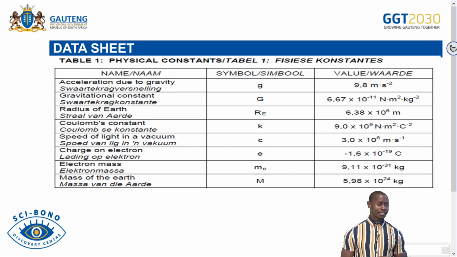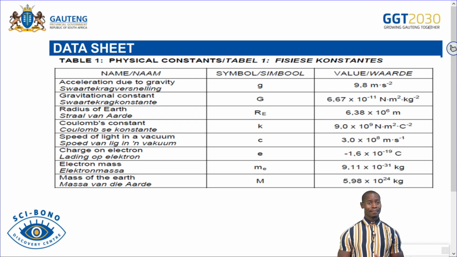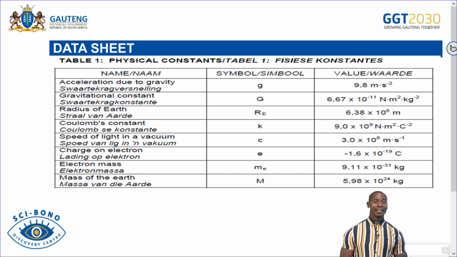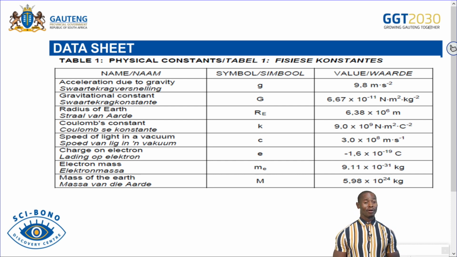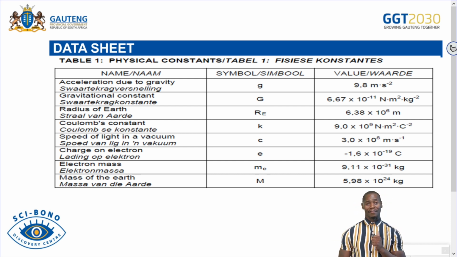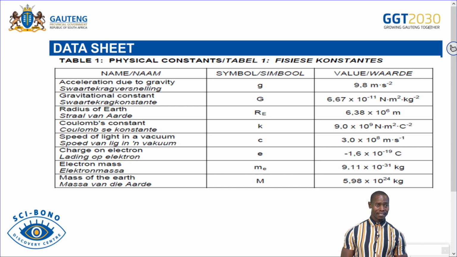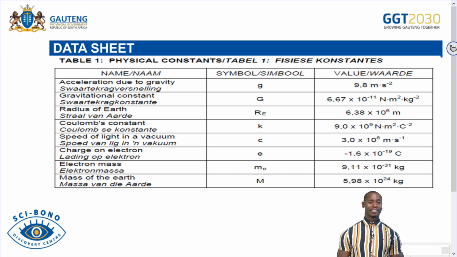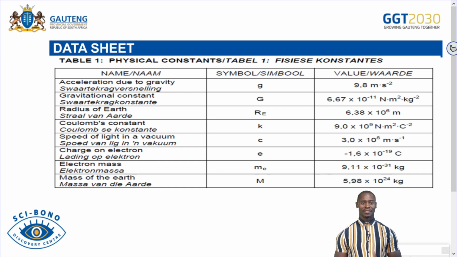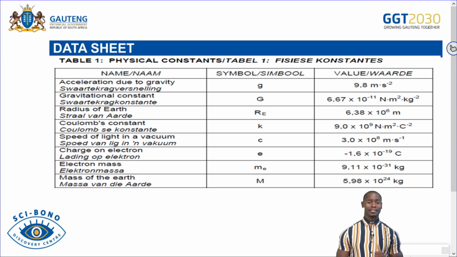So there are important constants here that we are going to look at. For example, acceleration due to gravity on planet Earth. It's a constant. The symbol is small letter g, and the value is 9.8 meters per second squared. Gravitational constant, which is capital letter G, is 6.67 times 10 to the power negative 11 newton square meter per kilogram squared. Then the radius of the Earth, which is 6.38 times 10 to the power 6 meters.